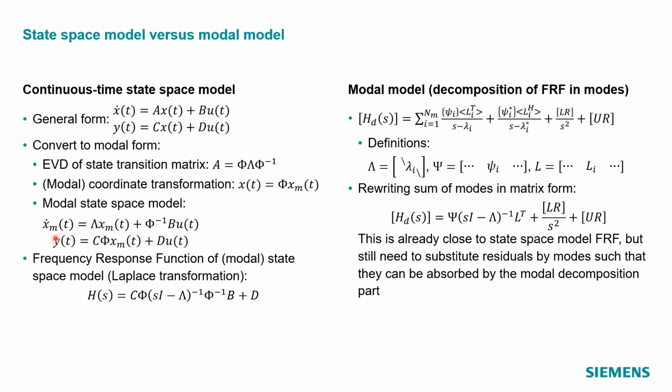So the input is still U, the output is still Y. Only the internal matrices changed. They're not A, B, C, D anymore, but lambda, phi minus 1 times B, C times phi, and D. If we now take this form and we apply the Laplace transformation to this analytical model, we get a representation in frequency domain. We now get a kind of a transfer function where we have all these matrices of the model. And now we are already very close to what we get in TestLab after model analysis.